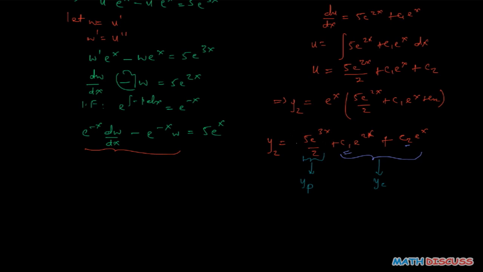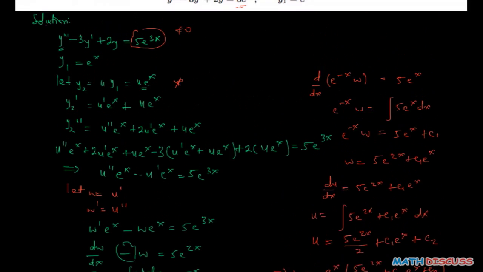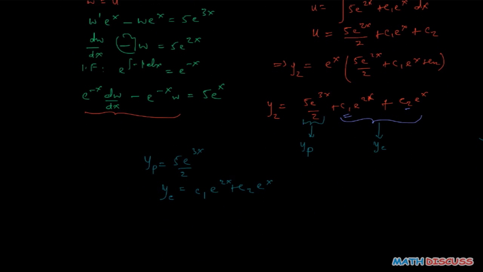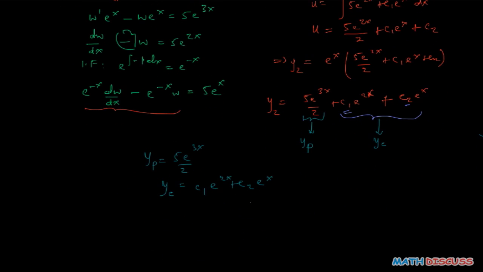So from here, I could infer that the particular solution of that non-homogeneous differential equation, that is yp, is going to be 5e to the power 3x divided by 2. And then for the other part, which I'm just going to call yc for now, it is c1 e to the power 2x plus c2 e to the power x. But then we'll recall that the question says find a second solution. So they don't need a general form. They just need a single solution. Since they need a single solution, we're going to replace the arbitrary constants here by some numbers.